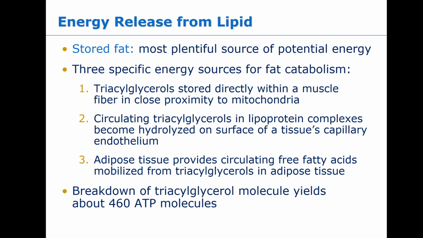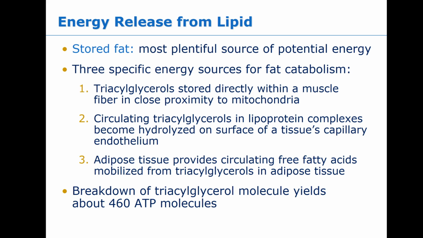So there's 3 specific energy sources for fat catabolism. We look at the triglycerols that are stored directly within a muscle fiber. They're also in close proximity to the mitochondria. We also look at circulating triglycerols, and we also then look at adipose tissue that provides circulating free fatty acids that are mobilized from the triglycerols in adipose tissue. Look at the amount of ATP molecules that are created during the breakdown of triglycerol molecules. We're talking 460 ATP molecules. Carbohydrates produce a net of 32 ATP molecules. And again, that makes sense according to the Atwater factors.